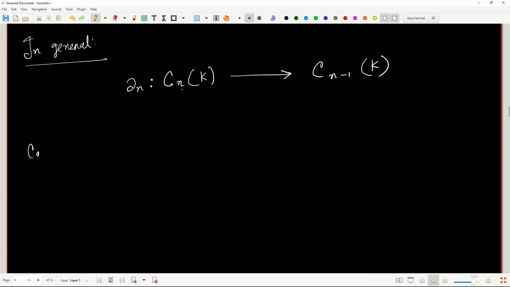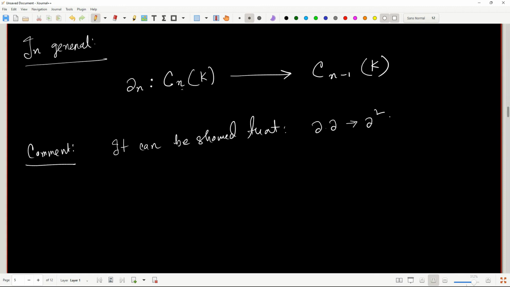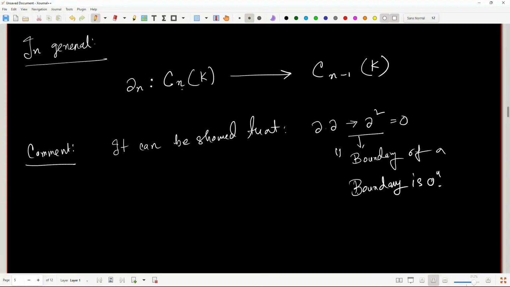Okay, and I want to make a comment right now. This is only for your information. It can be shown that applying the boundary operator twice, which we also denoted del square, always equals 0. And it has a very famous explanation that the boundary of a boundary is 0. This is something you will probably see in your general relativity course, so I don't want to stress this factor over here.